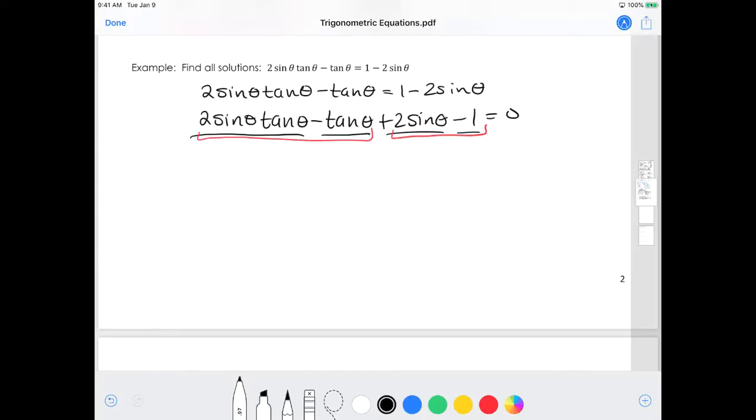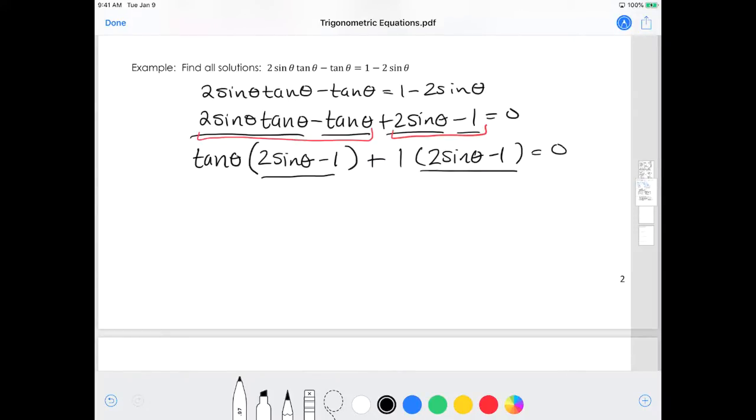So in the first 2 terms, I can pull out a tangent theta. And what's left would be 2 sine theta minus 1. In the last 2 terms, I can pull out a 1. That's the most that I can pull out, and I would have 2 sine theta minus 1. And these 2 parentheses have to be the same in order for this to work. So I have this and this in common, so now I'm going to pull out 2 sine theta minus 1. And what's left over when I pull out that 2 sine theta minus 1 is tangent theta plus 1.